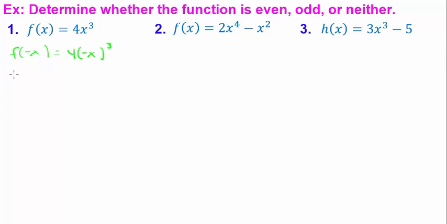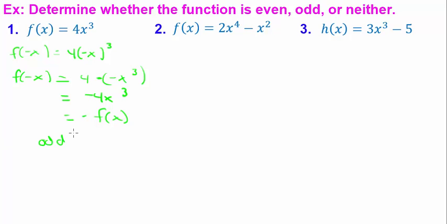All right, so let's go ahead and simplify this. So f of the opposite of x is equal to, now remember, negative x cubed is negative x times negative x times negative x, which is negative x to the third. So this is 4 times negative x to the third. So that will equal negative 4x cubed, which is the exact opposite of f of x, which means that this function is odd. Okay, going to our second problem here.